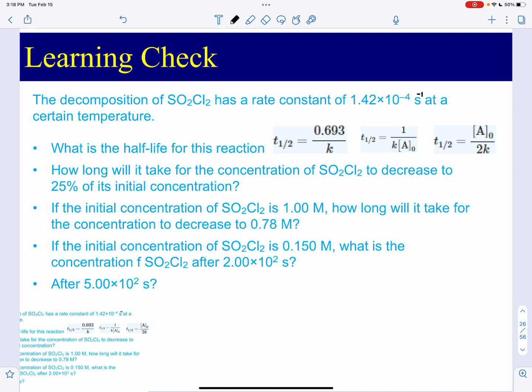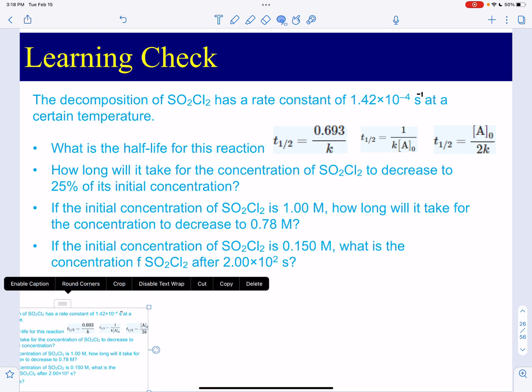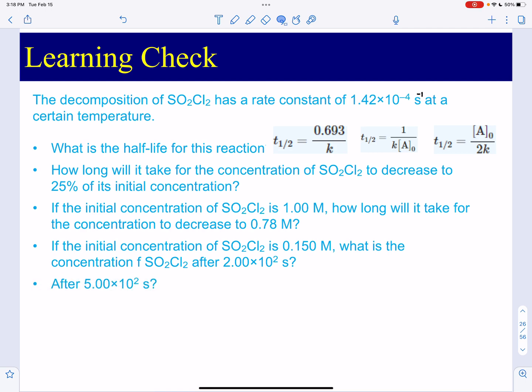So let's do another problem here. The decomposition of SO2Cl2 has a rate constant of this. So it's giving us the k value. What is the half-life for this reaction?